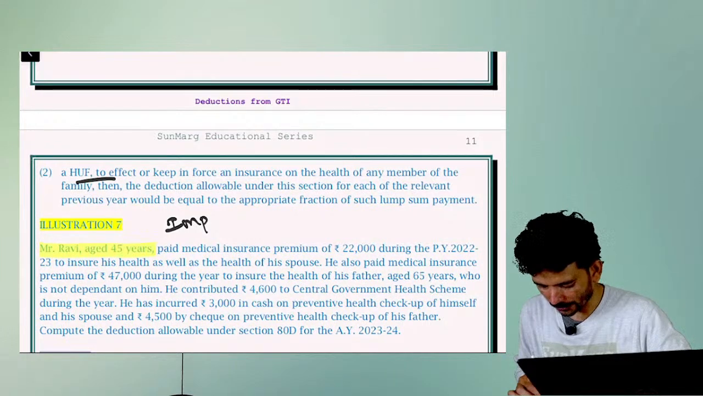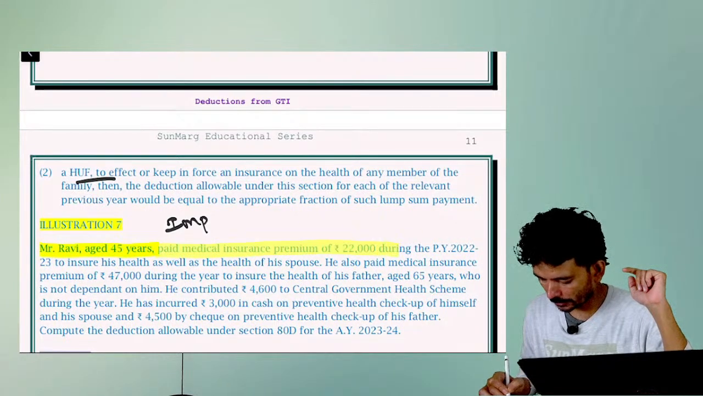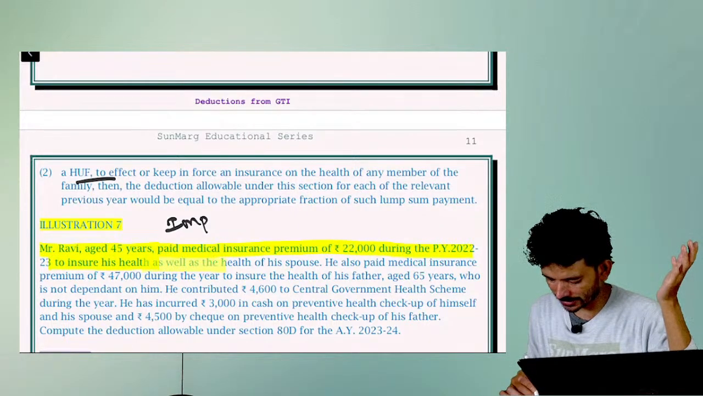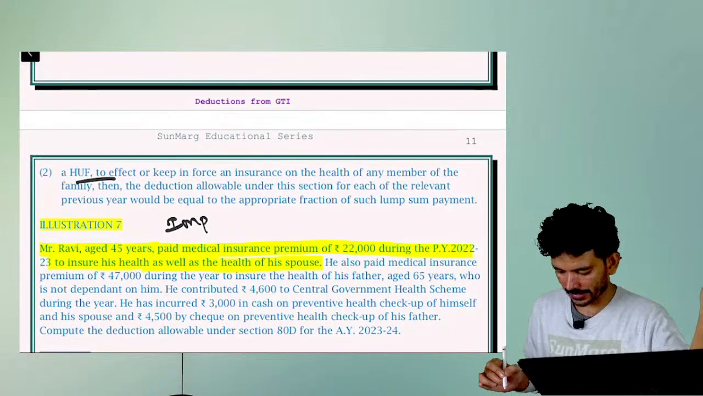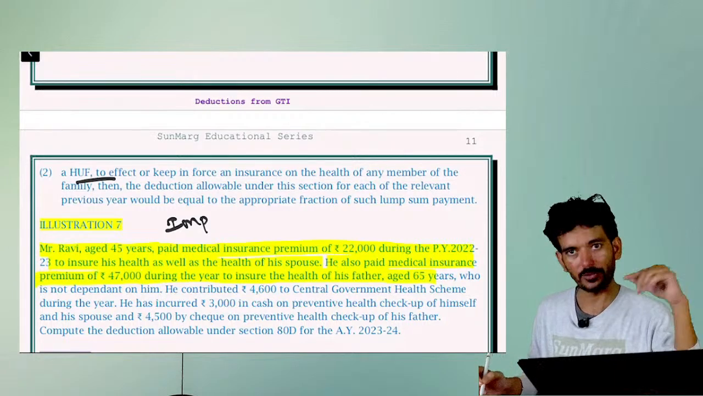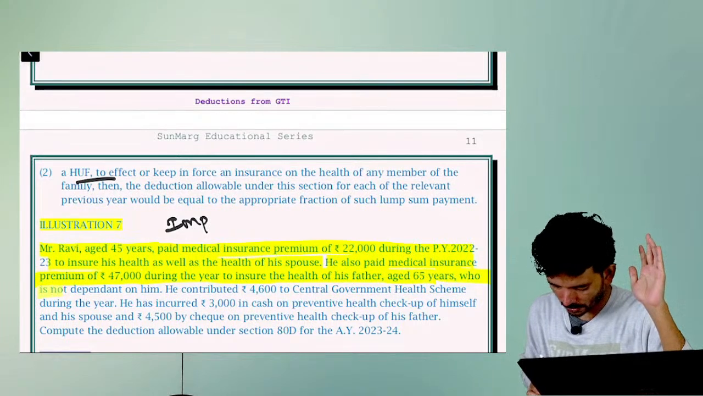Mr. Ravi, aged 45 years, so he is not a senior citizen, paid a medical insurance premium of 22,000 during this period to ensure his health as well as the health of his spouse. He also paid a medical insurance premium of 47,000 during the period to ensure the health of his father aged 65 years, who is not dependent on him.